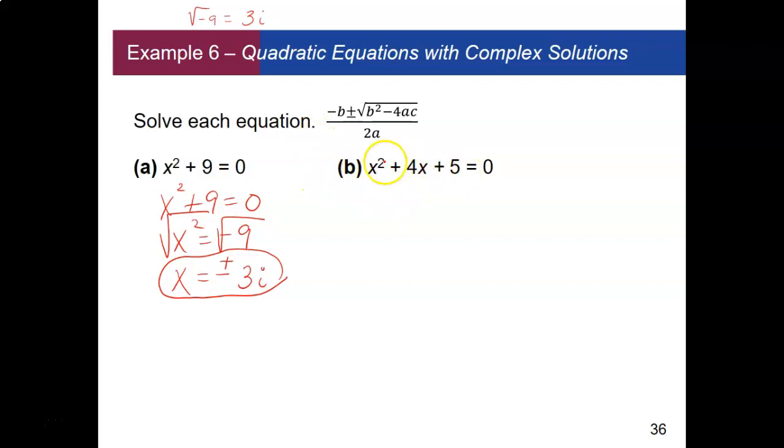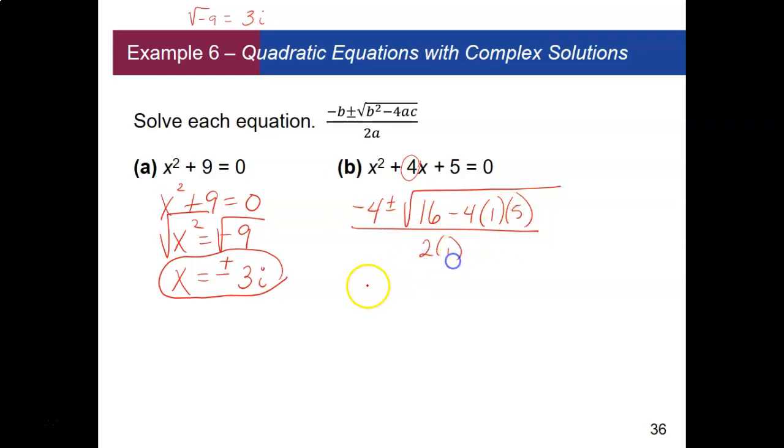Okay, if we look at this example here, we're going to use the quadratic formula for this one. So we'll have negative b plus or minus the square root. I found that if you go ahead and do the b squared, it alleviates some of the issues. So this is my b. If I square that, it's going to be 16 minus 4 times a times c. And then all that's going to be over 2 times a. So I'll have negative 4 plus or minus the square root. This will be 16 minus 20, so negative 4, all over 2.